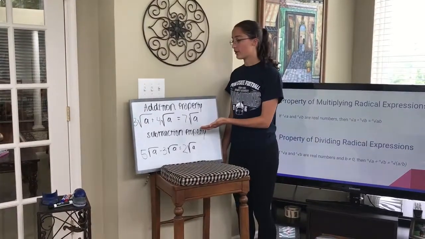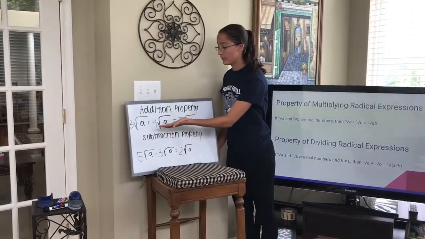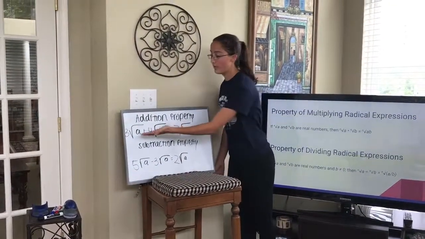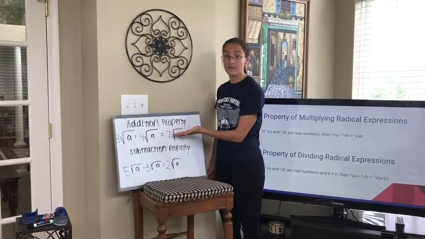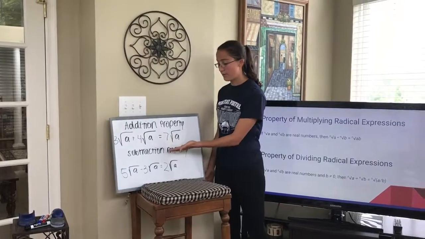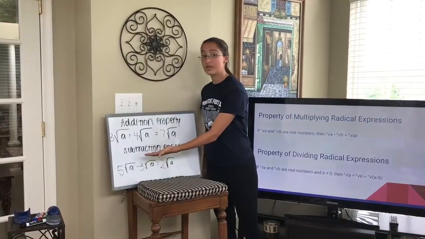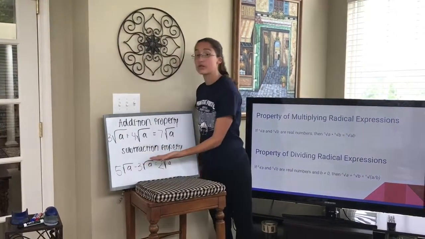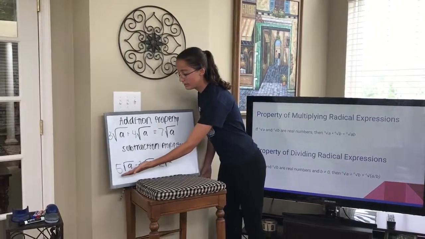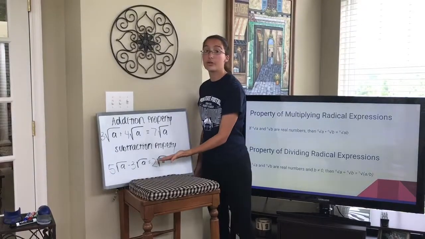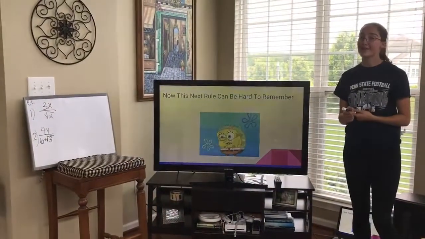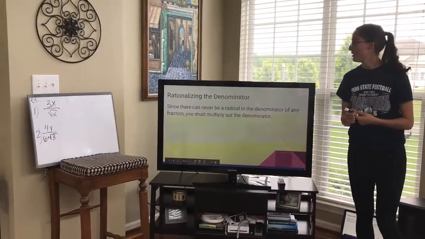Next is the addition property. When we are adding radicals, we're simply going to add the coefficients. For this example, the coefficient is 3, and the coefficient in this one is 4, and the sum of the coefficients is 7. Then the subtraction property is you are going to do the same thing with the coefficients, except you're going to subtract them. The coefficient in this is 5, the coefficient in this is 3, therefore the difference of those two is 2.